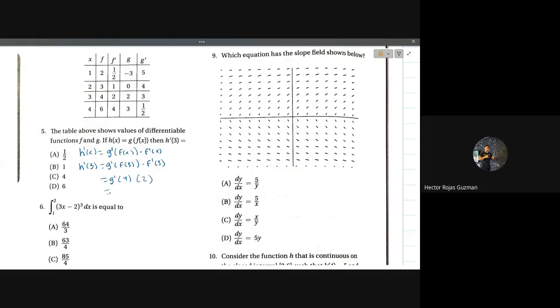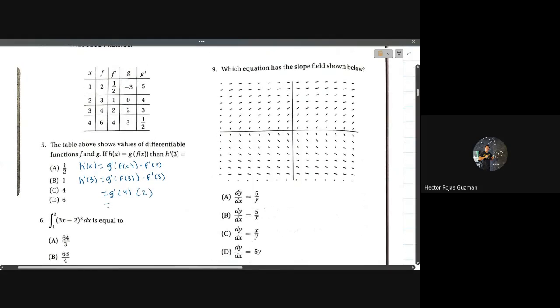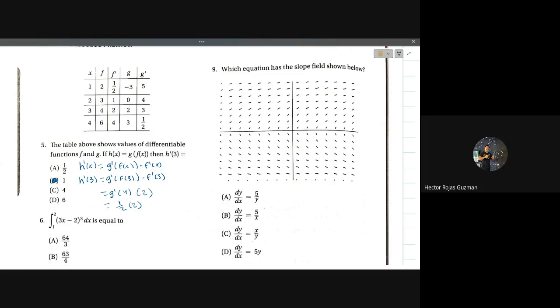Now g prime of 4, that's 1/2, which means the answer is 1.